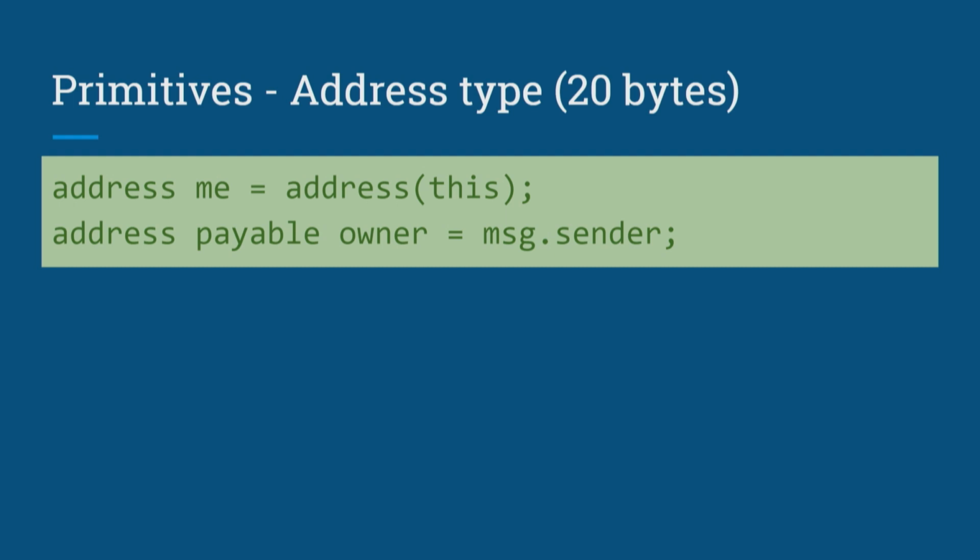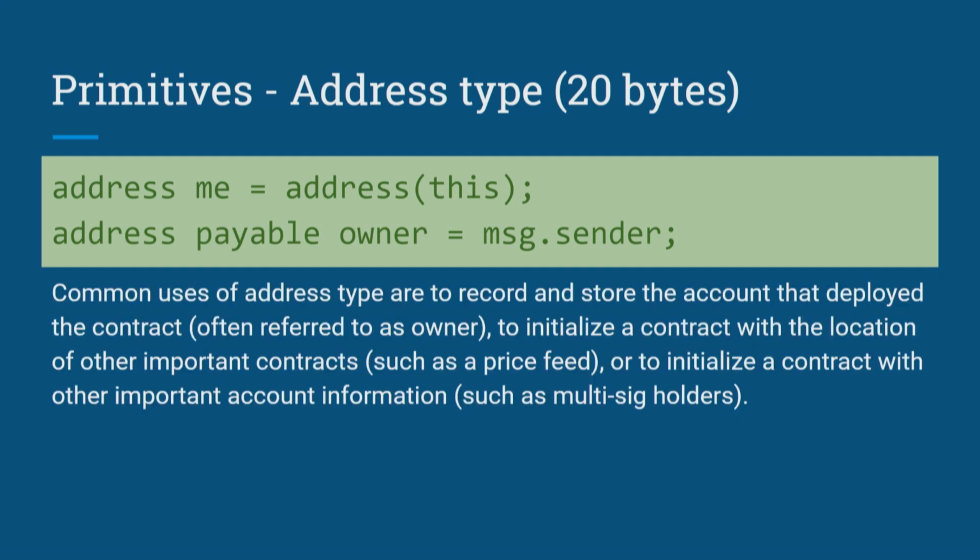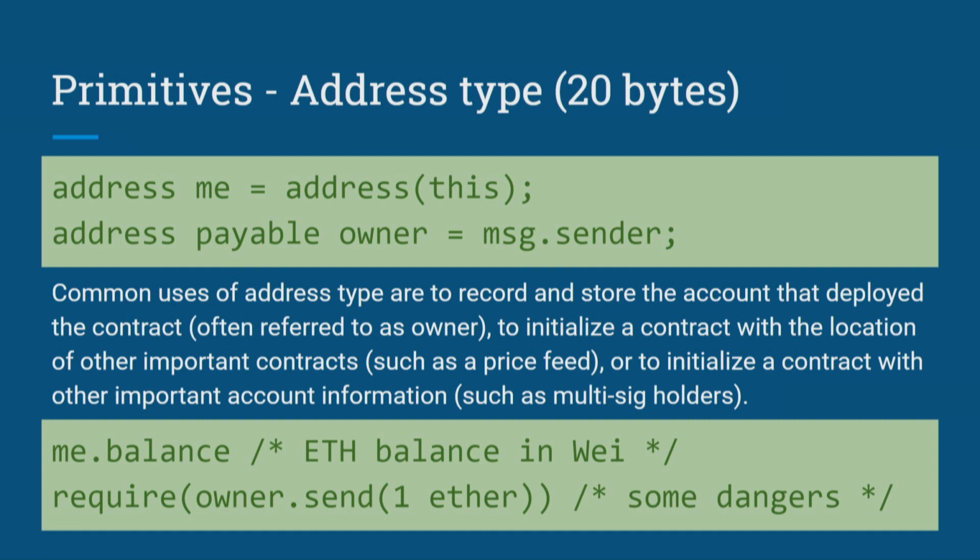So we also have address types. It's pretty useful. You want to send some ether to somebody, you need to know their address. It's basically just 20 bytes in storage. You can access the current contract, just say this, and also message.sender if you want to know who initiated this transaction. So yeah, you might initialize a contract with the location of another contract, like a price feed that it's relying on, or the multi-sig holders that are members of that contract.